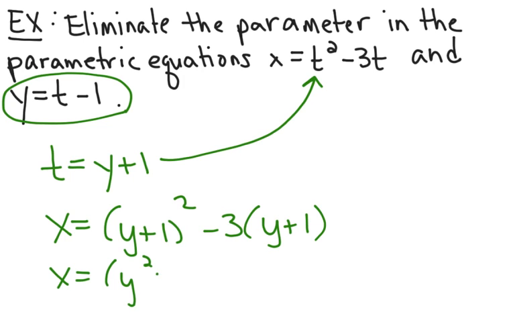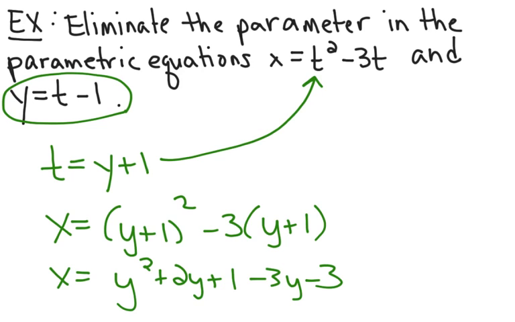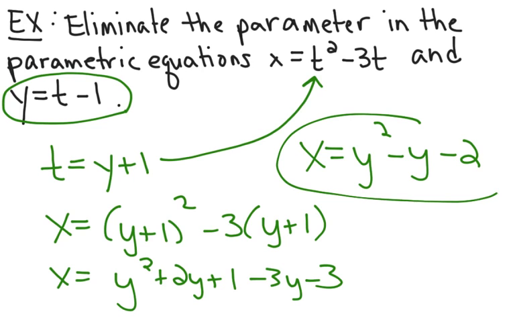So that's y squared plus 2y plus 1 minus 3y minus 3. This doesn't have an eraser, so instead of erasing, I kind of have to just go back. And then when I combine my like terms, I end up with y squared minus y minus 2. And this was a parabola that opened to the left.